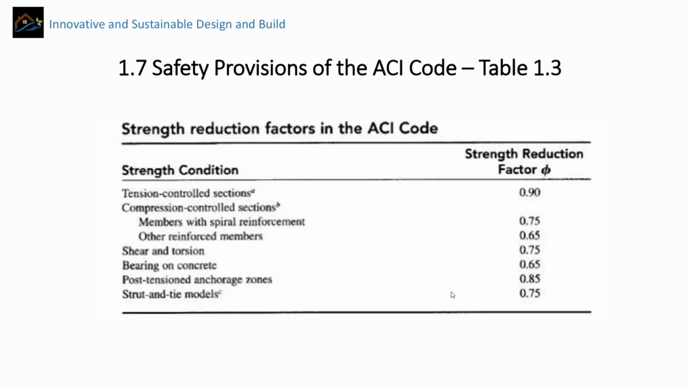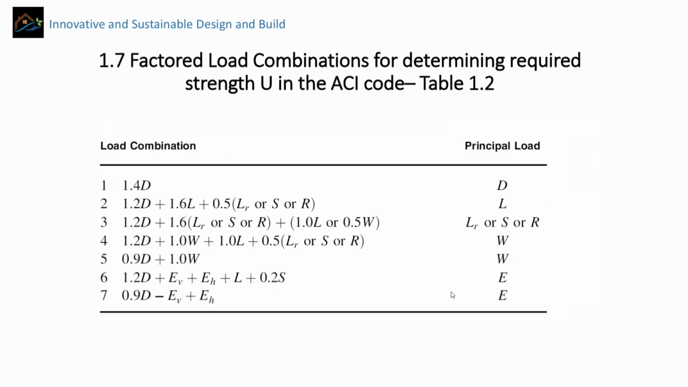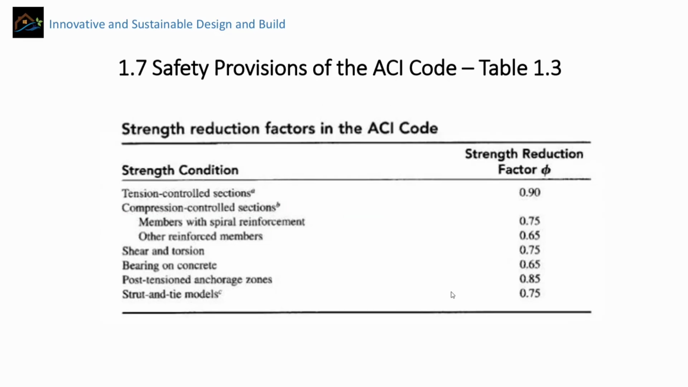So on one side, we increase the required strength by adding those load factors, but also we reduce the strength of the elements. So we use reduction factors of 0.9 for tension controlled sections, and for various types we have various strength reduction factors. These all are because we want to have safe, serviceable, and reliable structures.